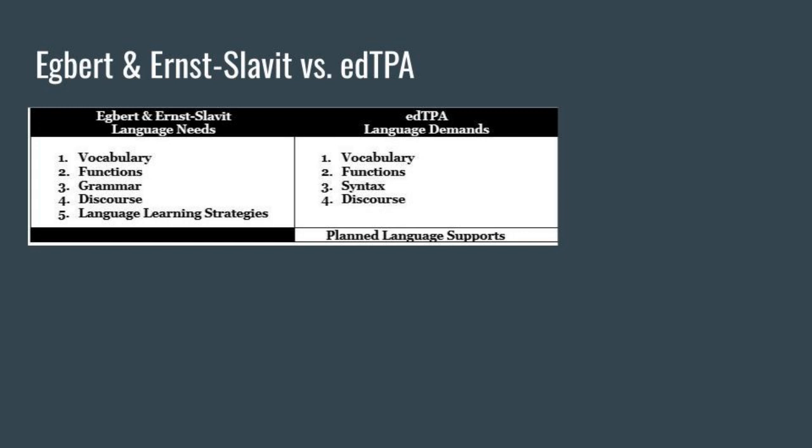And this is exactly what edTPA knows as planned language supports. So while edTPA does not consider language learning strategies as language needs, it still considers them as planned language supports which need to be devised by the teachers and provided to the students so that they can meet the language objectives. So practically, as you can see, they're looking at two sides of the same coin. The text sees language learning strategies as needs, and that is true. They are in fact needs. Students require them to learn the language. But edTPA looks at how you, as a teacher, use strategies to support your students' language learning development.